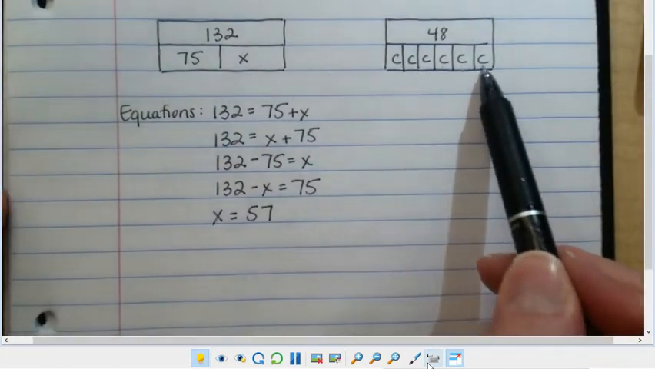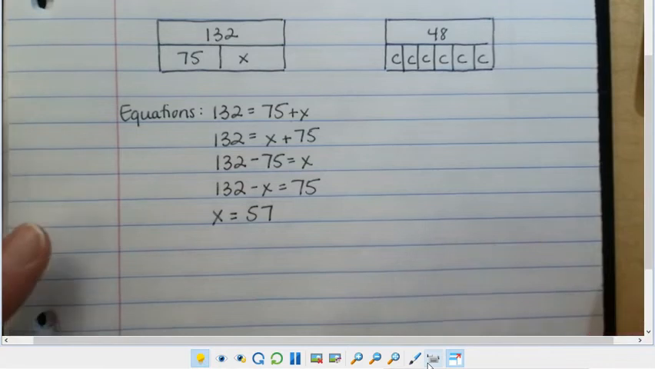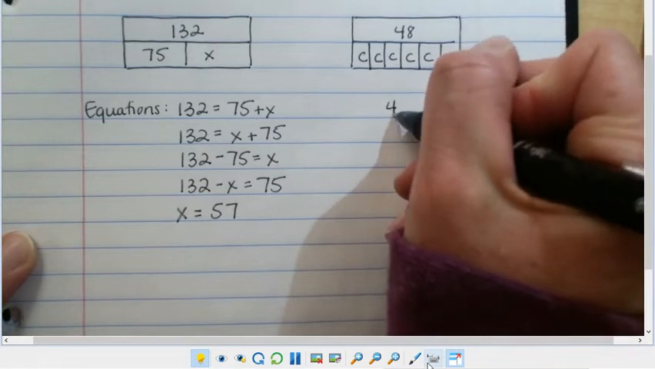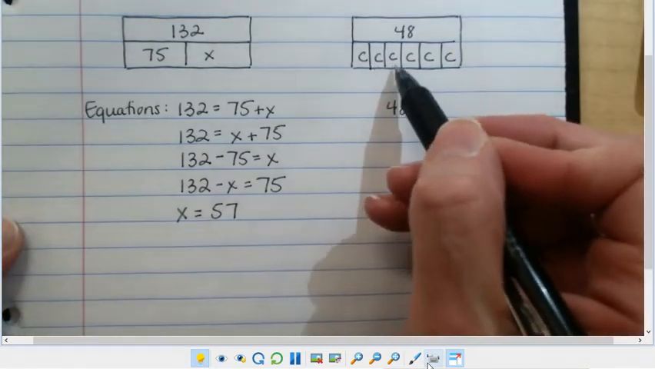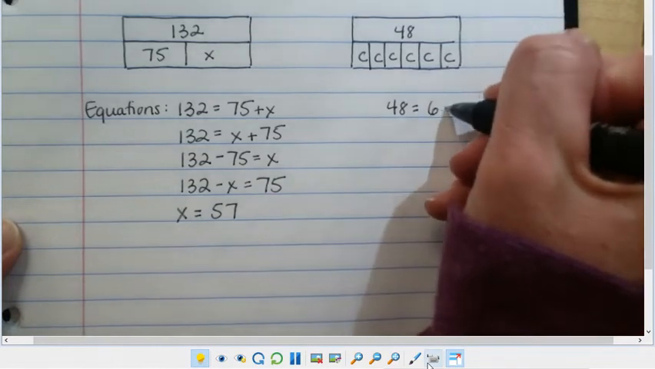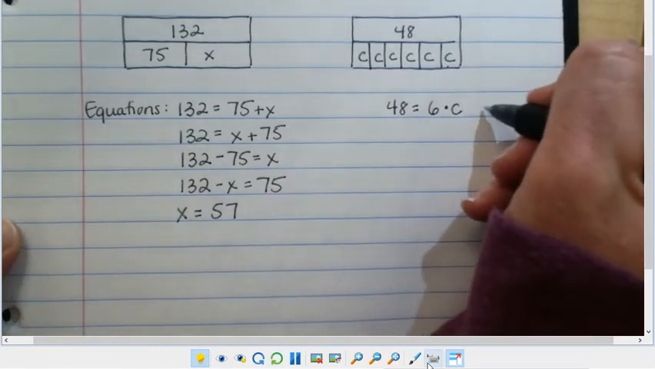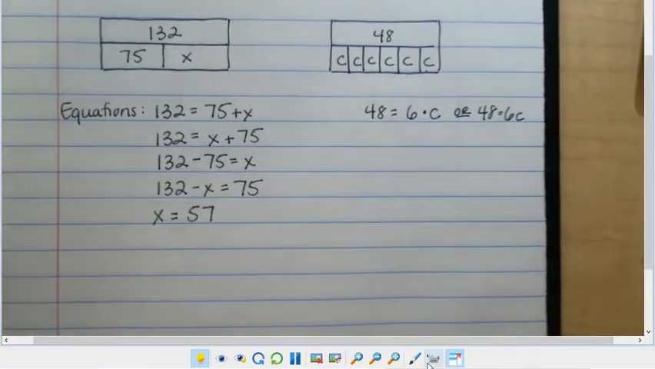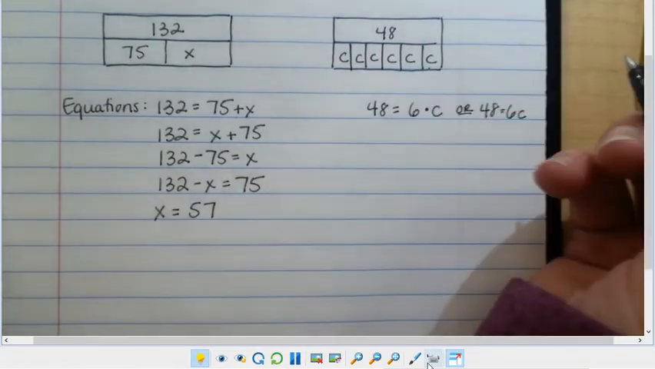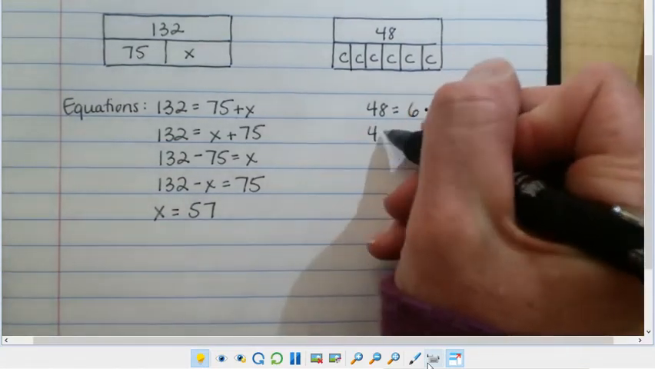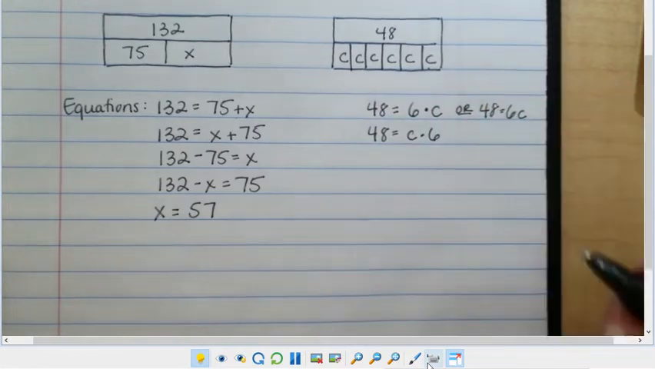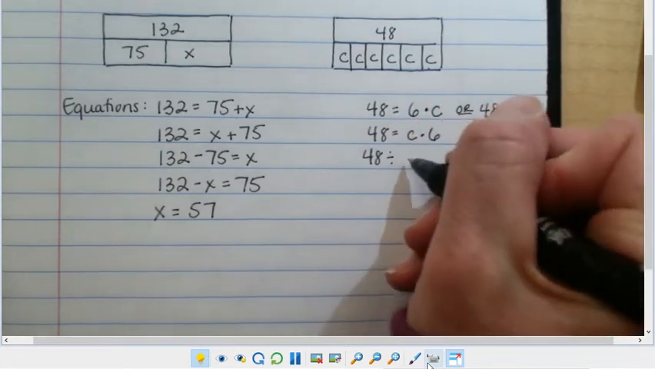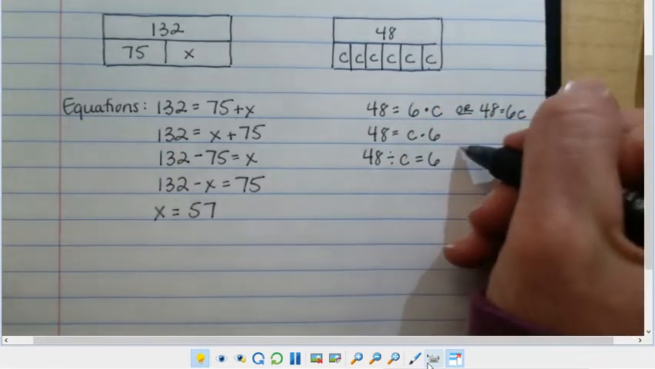For this one, I have groups of the same thing here, so I know I'm multiplying or dividing. So this one, 48, and I have 1, 2, 3, 4, 5, 6 groups of C, or I could have written this as 48 equals 6C. I could also have this as 48 equals C times 6. I could have 48 divided by C equals 6, which would also look like this.